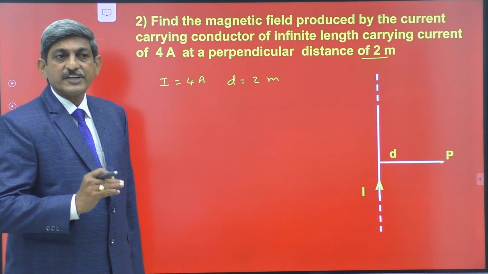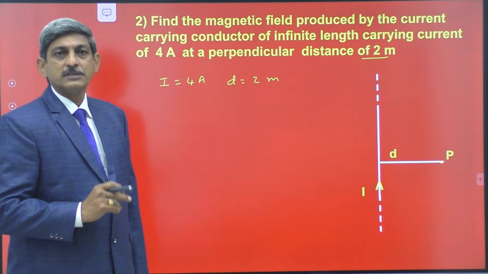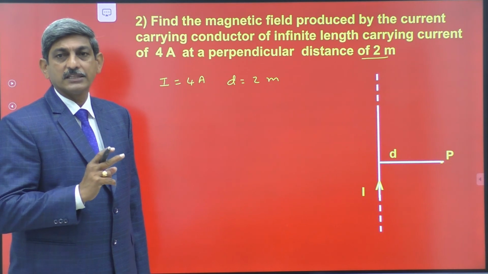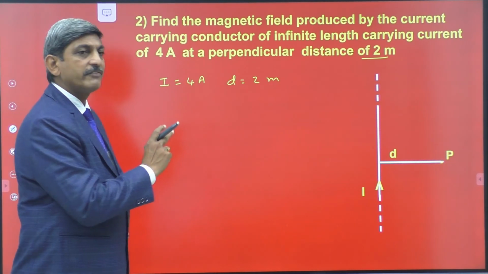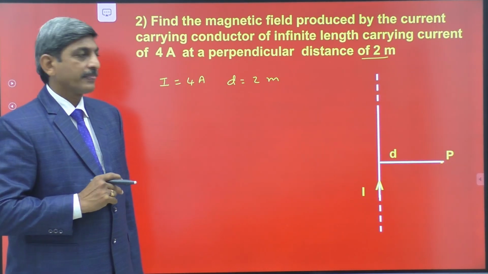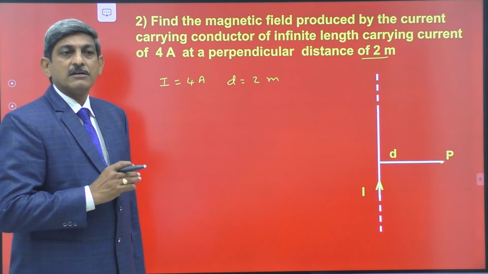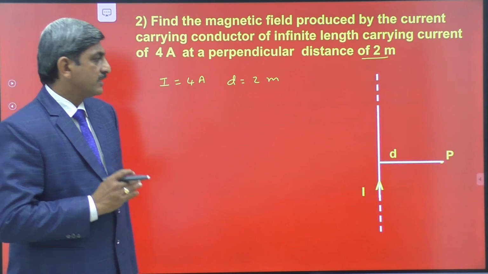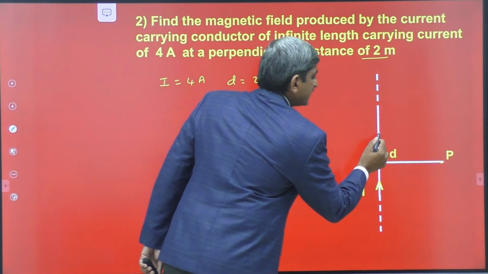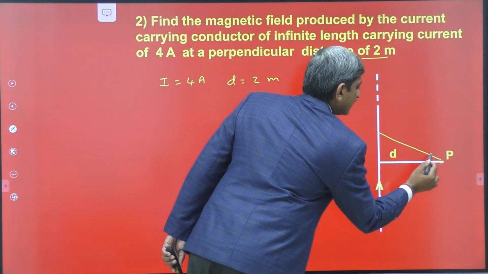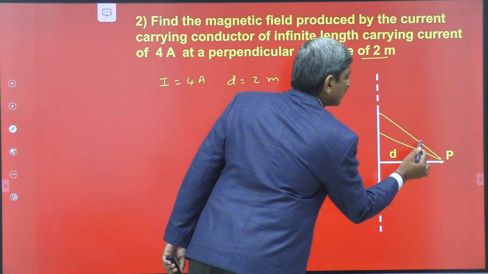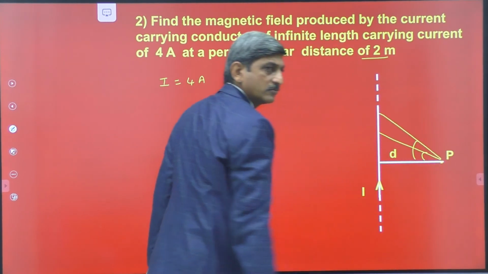Now, what is the difference between the previous problem and this one? In the previous problem, the wire has finite length, whereas here this wire has infinite length. In this case, what are the elevated angles of the top end and the bottom end? See, if suppose the wire has smaller length, the elevated angle is small. If the length of the wire is more, the elevated angle is also more.